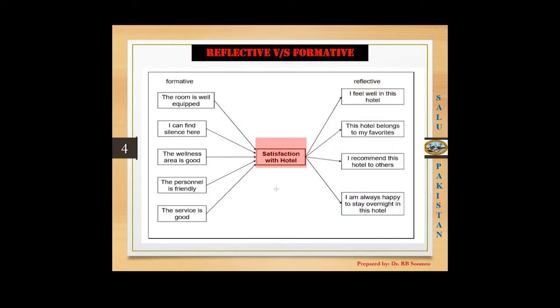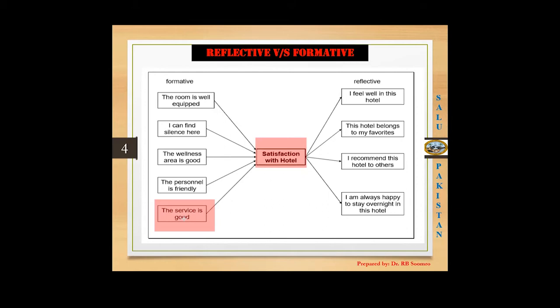On the other side, in the formative case, the different indicators are all measuring different aspects of satisfaction in your hotel. Each indicator is measuring a different aspect of the satisfaction. Deletion of an item is a big problem for the formative construct, and it is not a big problem for the reflective construct.